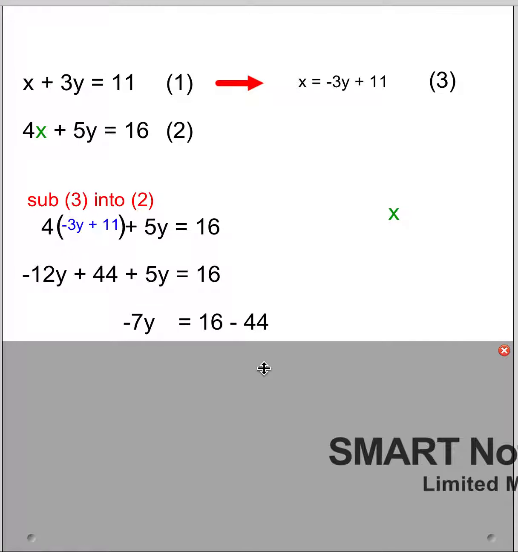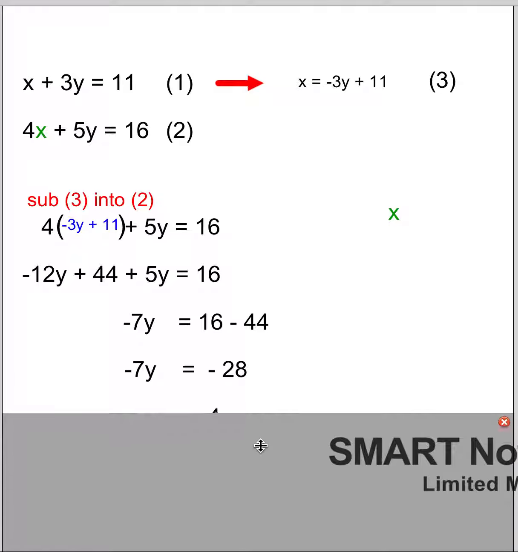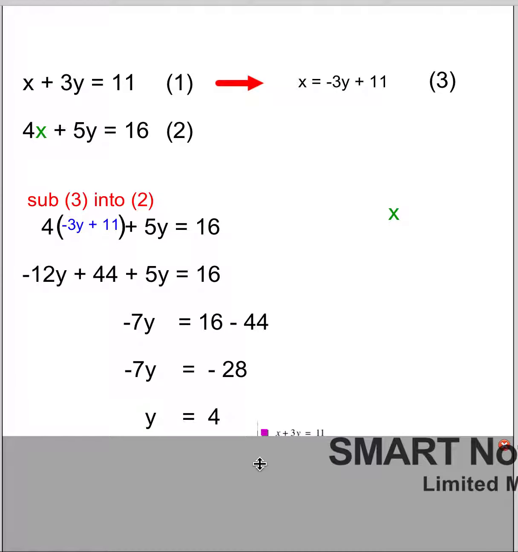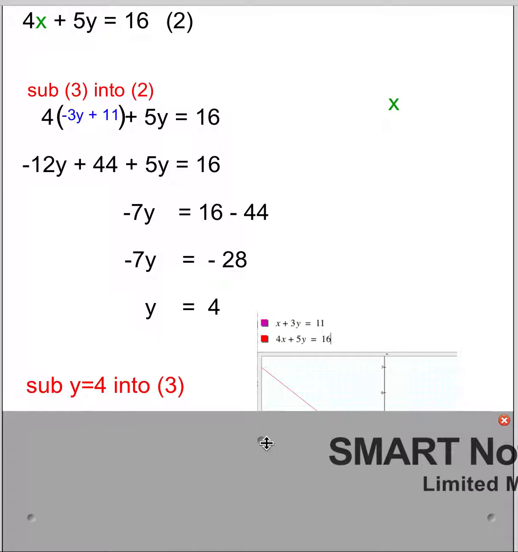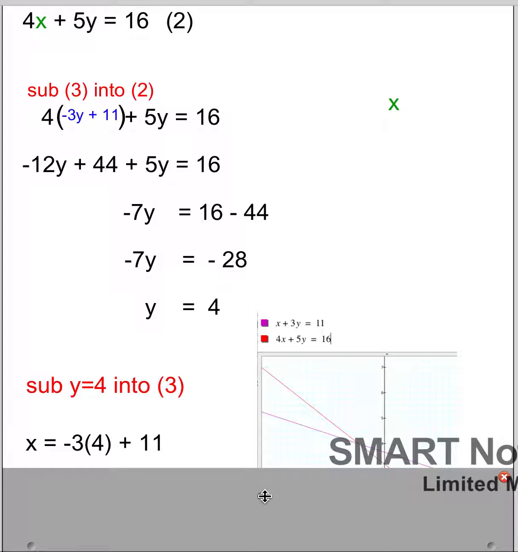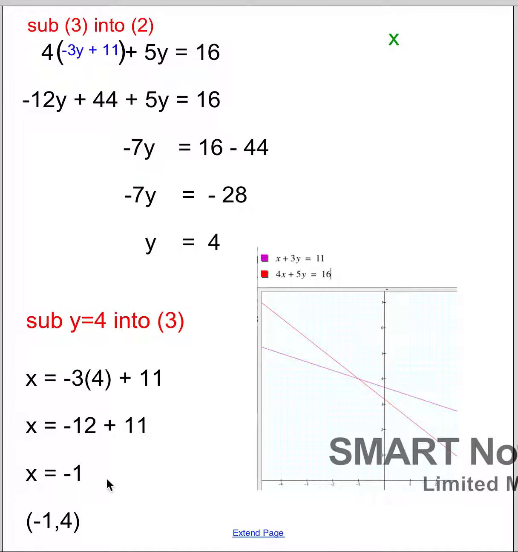And you solve that, negative 7y on the left, negative 28 on the right. Divide by negative 7, you get 4. And then sub that back into one of those equations to find what x is when y is 4. So I chose equation 3. So x equals negative 3 times y, which is 4, plus 11. And negative 12 plus 11, x is negative 1. So that's the ordered pair, negative 1, 4. And once again, we have graphical confirmation of that. Negative 1, 4 is where those two lines intersect.